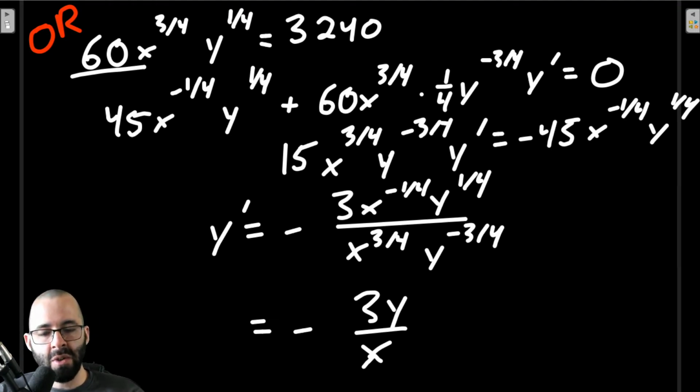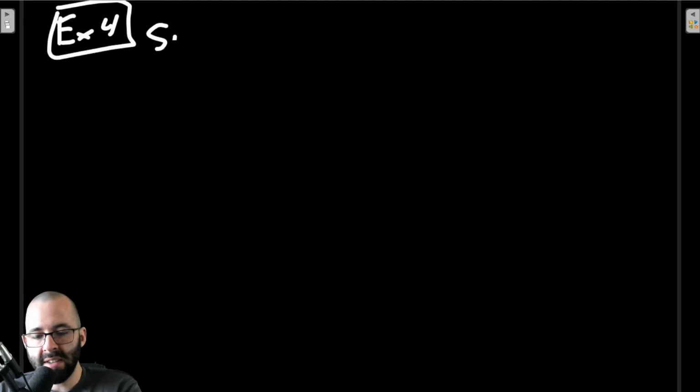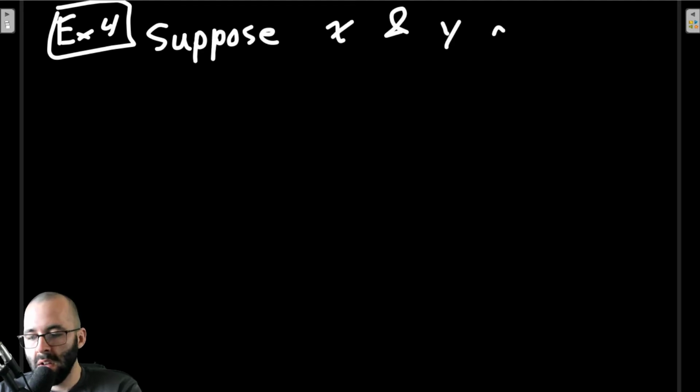All right, so we're going to do the last video of the section, which is just more examples. Example 4. We'll do it in white. Example 4 says, suppose X and Y are differentiable functions of t.